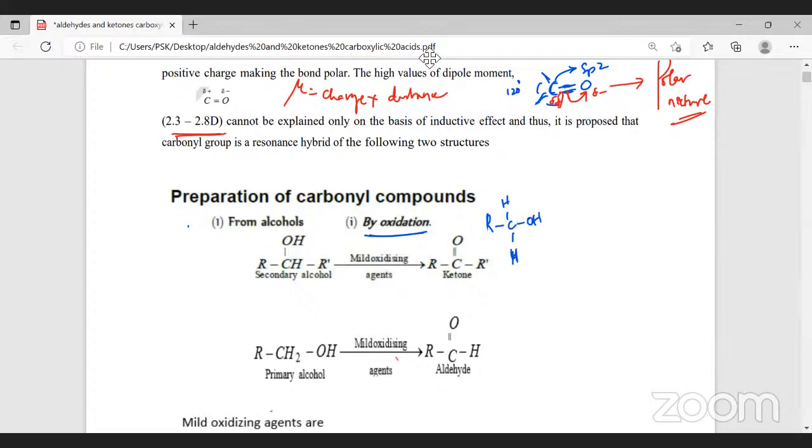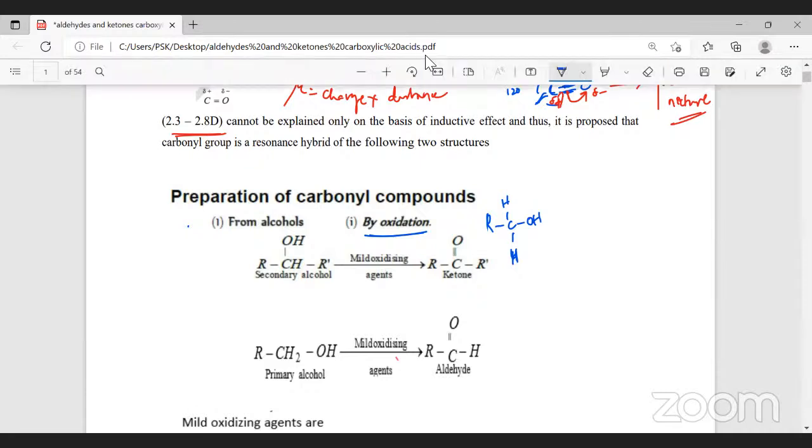Are you there? Yes, sir. It is a primary alcohol. This is a primary carbon atom because this carbon is bonded to only one more carbon, and this primary carbon atom contains the OH group. Therefore, this is the general representation of a primary alcohol. Primary alcohols are represented as 1 degree alcohols.